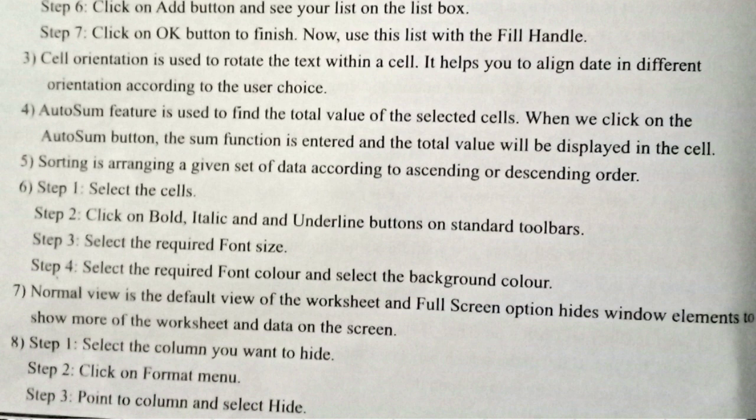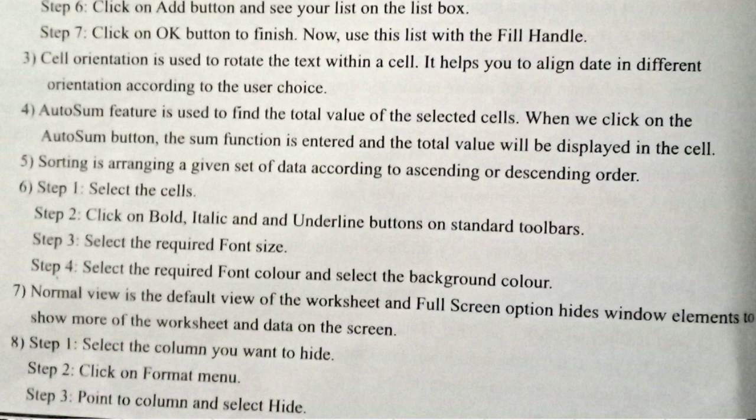Question number 6. Write the steps to format the text. Answer. Step 1. Select the cell. Step 2. Click on bold, italic and underline buttons on the standard toolbar. Step 3. Select the required font size. Step 4. Select the required font color and select the background color. Question number 7. Explain any two worksheet views. Normal view is the default view of the worksheet, and full screen option hides window elements to show more of the worksheet and data on the screen.